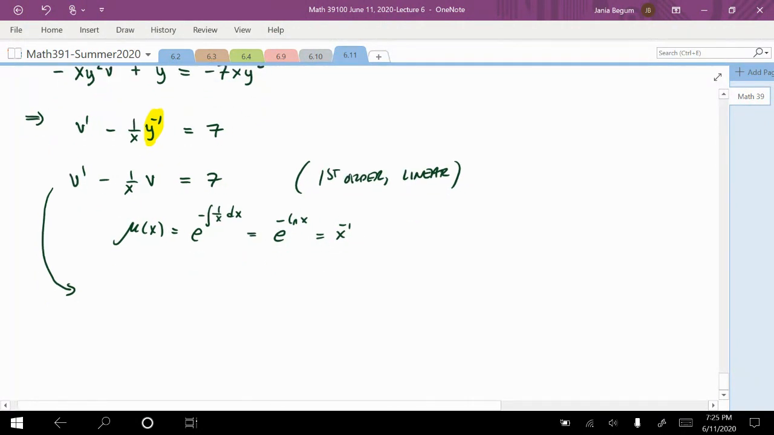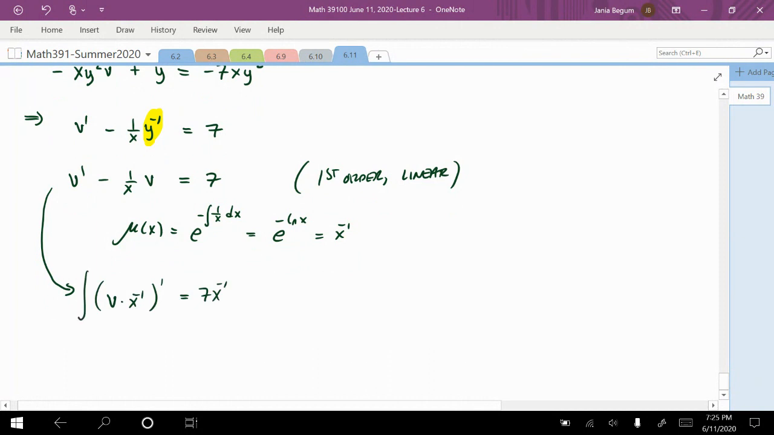Yeah. Okay, so if I transform the previous step, v prime minus 1 over x v equals 7, we have v times the integrating factor x to the negative 1. The derivative is equal to 7 times x to the negative 1.